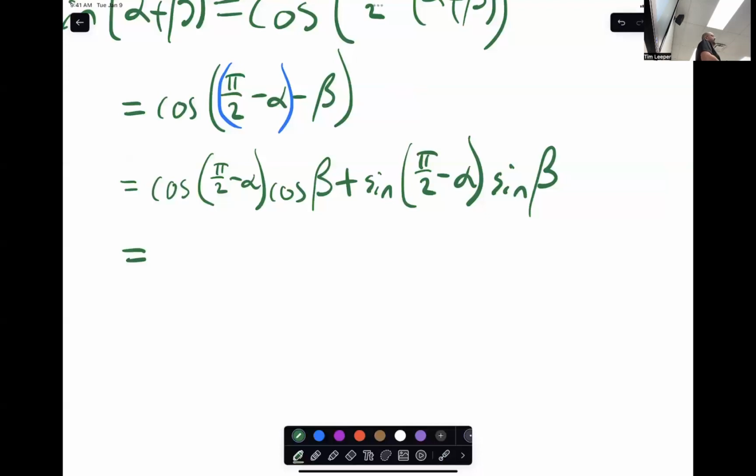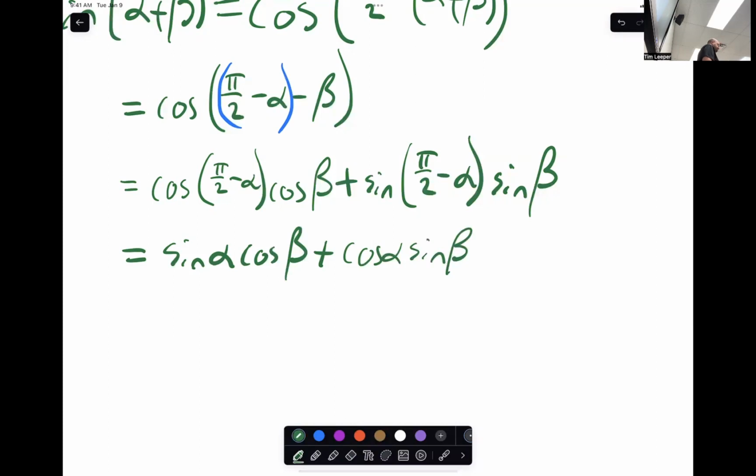But remember your cofunction identities. What is cosine of pi over 2 minus alpha? It's what? Sine of u. Sine of alpha. So it'd be sine alpha, keep the cosine as cosine beta there, plus, and over here, sine of pi over 2 minus alpha. What's that? Cosine alpha. And then sine beta just stays as sine beta.